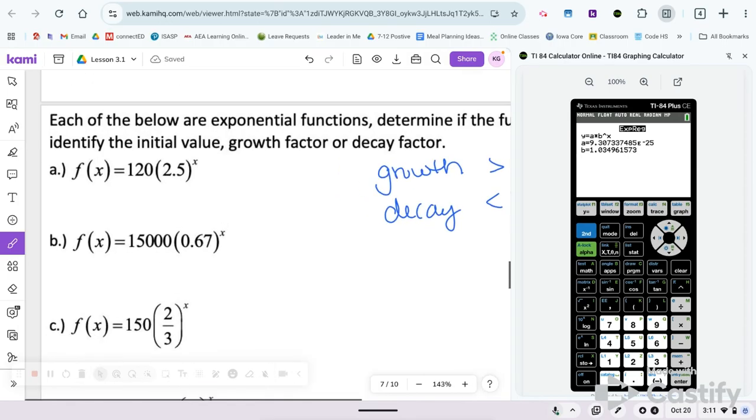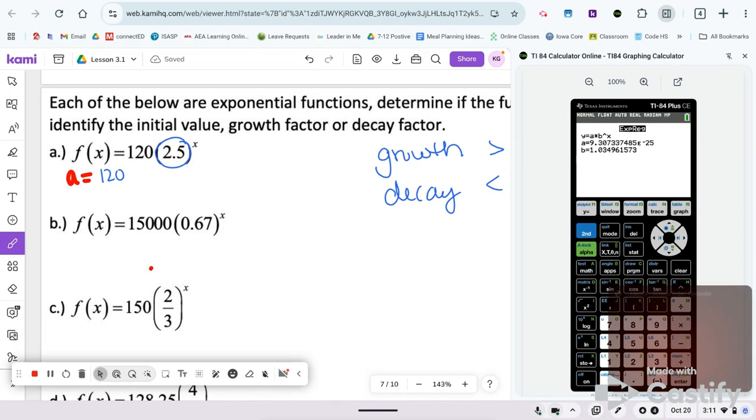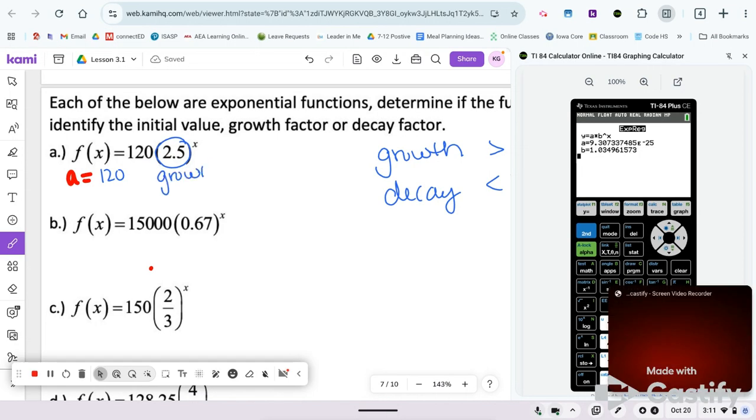So in the first one here, my initial value is 120. And my rate here is 2.5, which is greater than 1, so it would be growth. And then for my growth factor, I have to figure out how much it's increasing by, and it would be growth factor of 2.5.